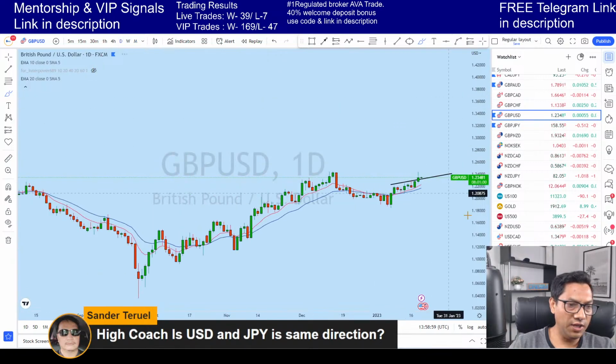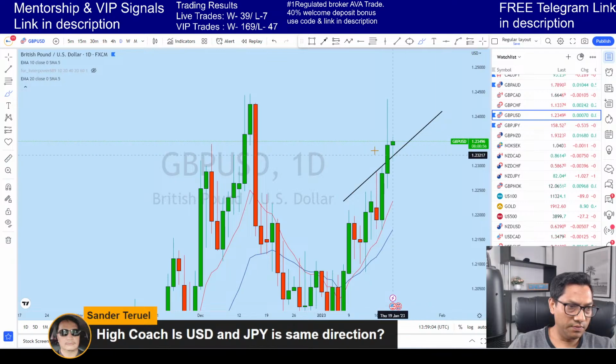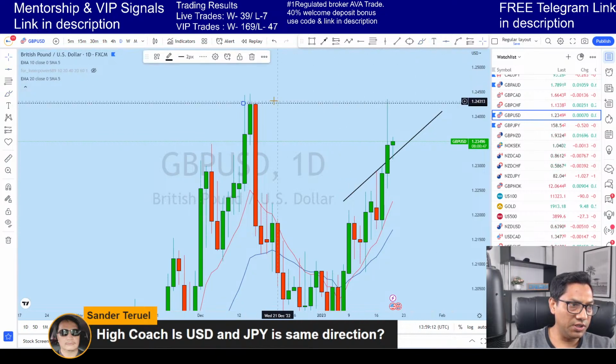If we look at daily, we see that so far it is strongly bullish, but at the same time on the GBP USD daily chart, you can see it has grabbed liquidity from this resistance level and then rejected.